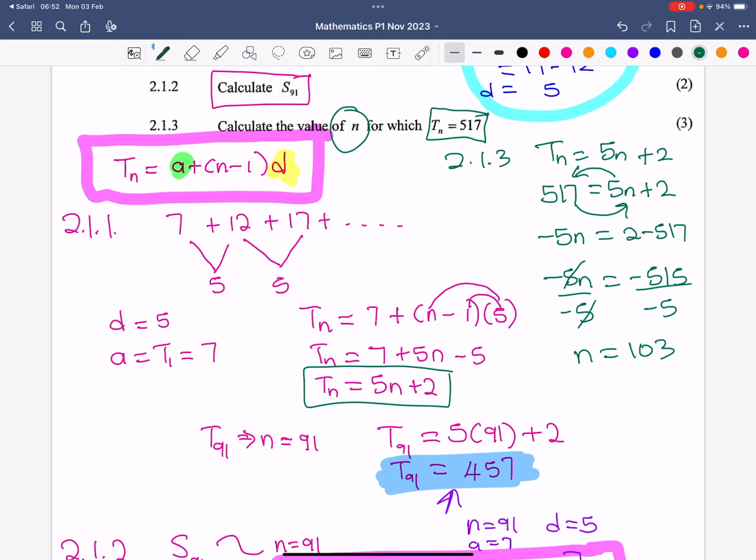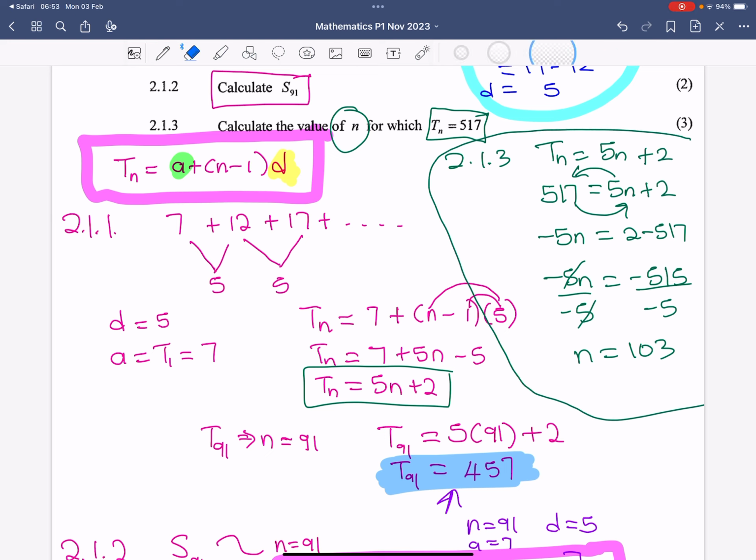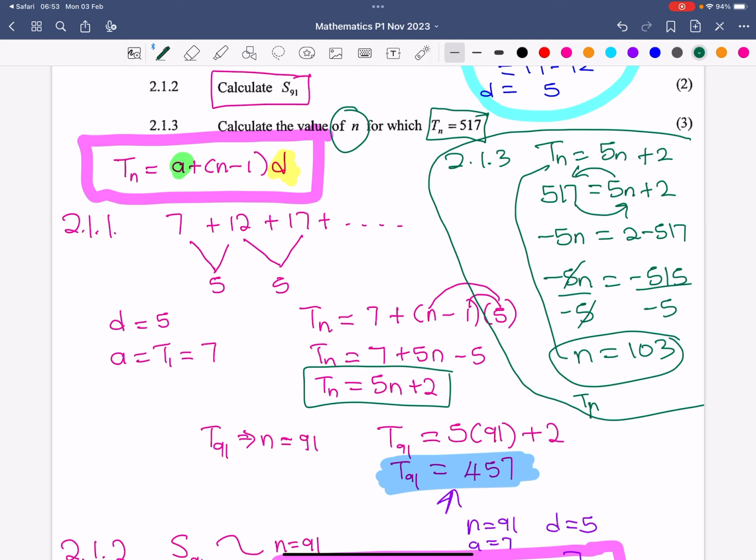To check if your answer is correct in this question, what would you do? You're going to take this 103 and substitute it into the general formula. It should give you 517. So T of 103 is equals to 5 times 103 plus 2. So 5 times 103 plus 2 gives you 517. So you know your answer is correct.